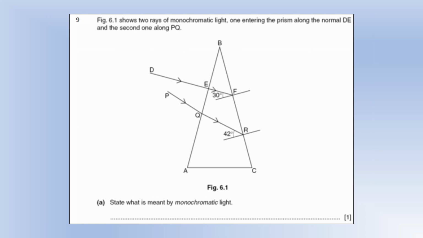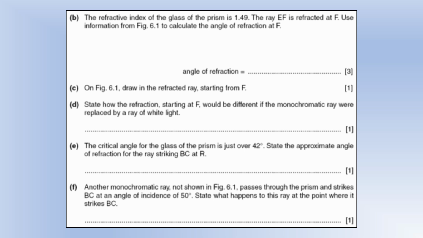So we're now looking at the dispersion experiment because we've clearly got a prism and some monochromatic light entering. So what is meant by monochromatic? It means light made of only one wavelength. Literally it means one color, but what we actually take it to mean is exactly one wavelength of light. So the refractive index of glass is 1.49. This keeps coming up, this 1.49, but fair enough.